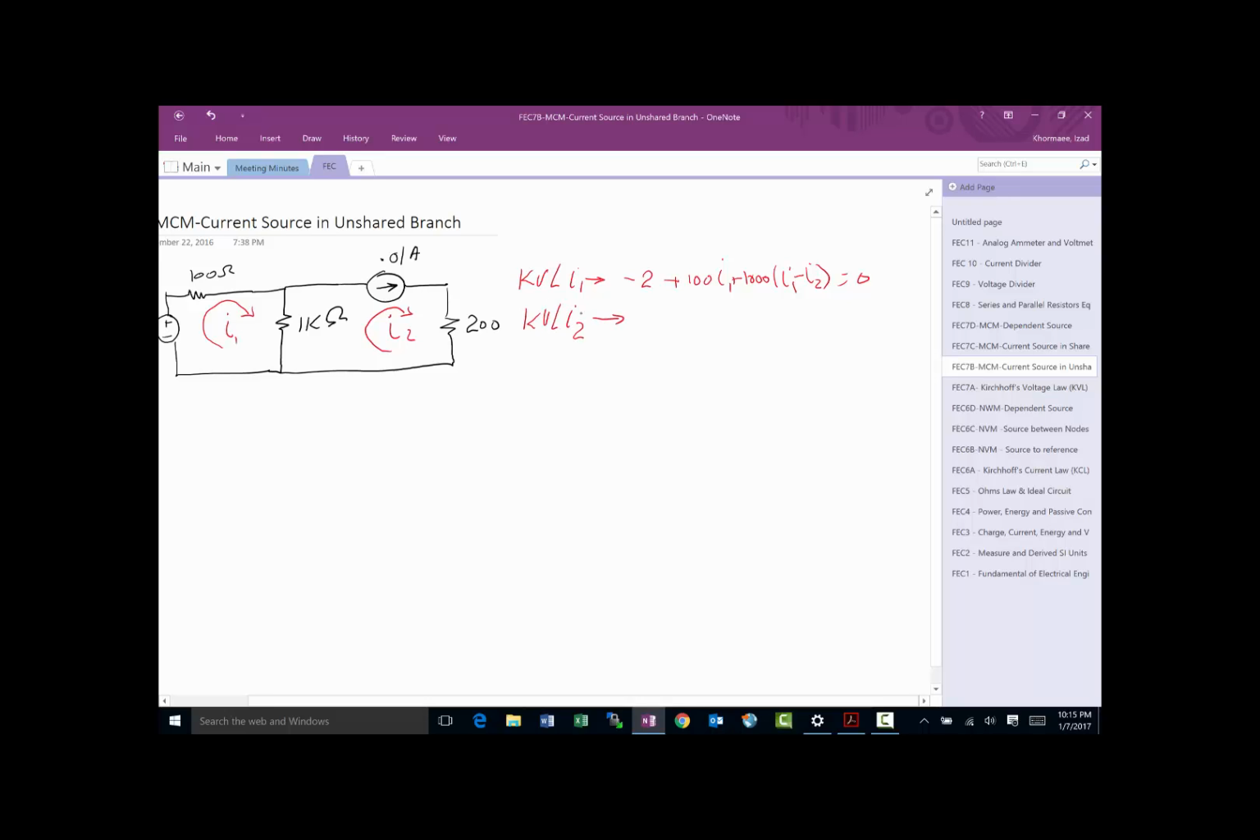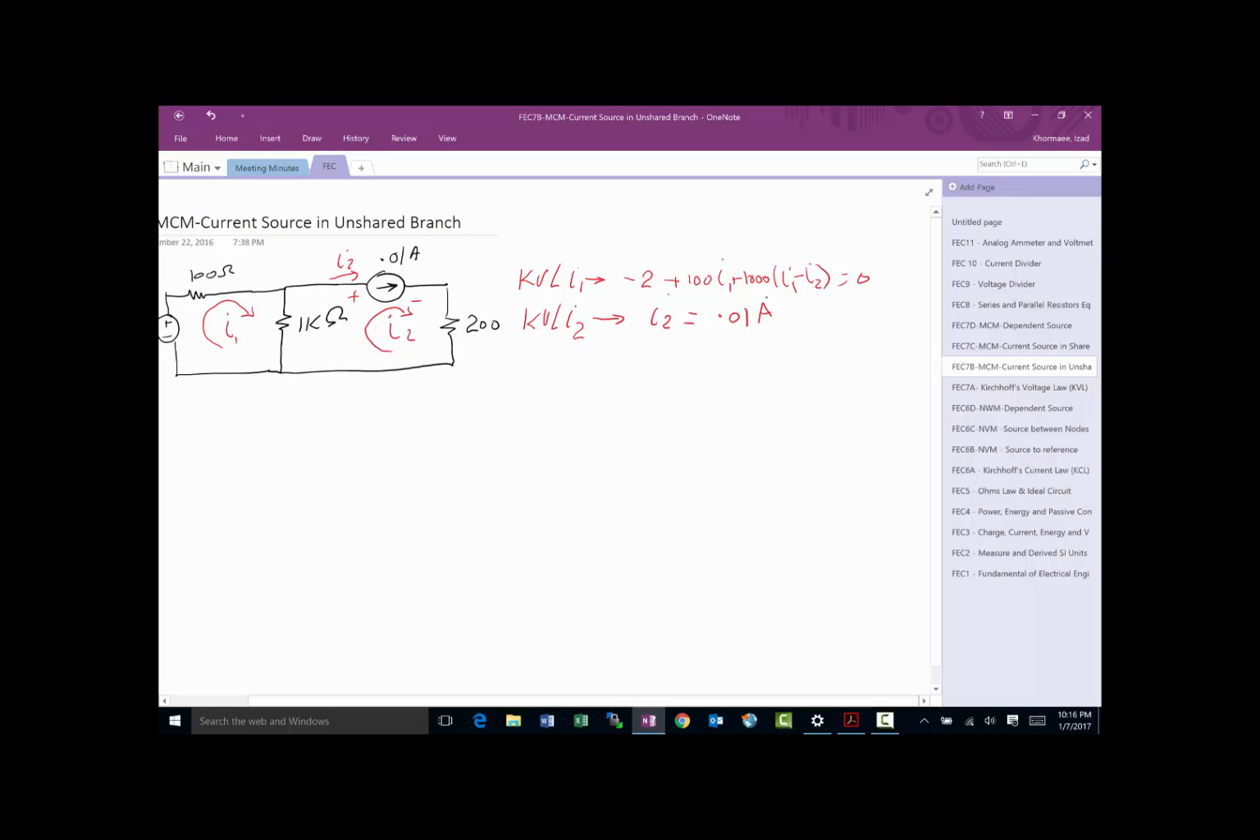Now we have to write the KVL for the second mesh, which is I2. When we try to do that, you might be tempted to go around the loop and write it, but one of the problems is that when you're trying to sum all the voltages, you don't know what the voltage is across the current source. You know the current is 1 amp, but you don't have the voltage. So you cannot write the mesh equation, but the fortunate thing is, since I2 is also the current that goes through this branch, I don't have to write the equation. I2 is simply equal to 0.01 amp, and that's it.